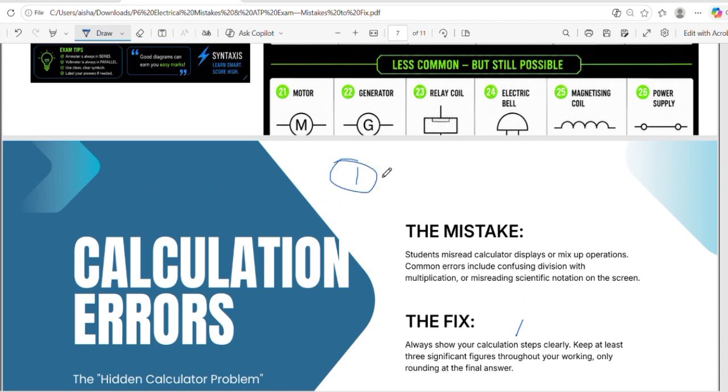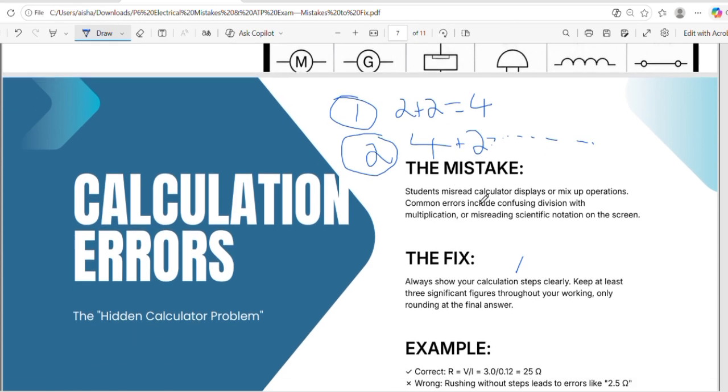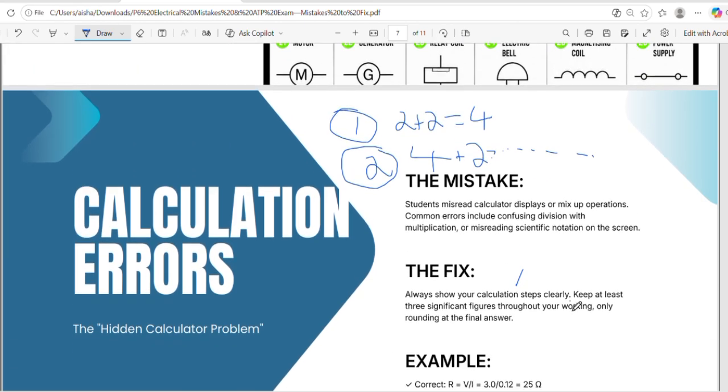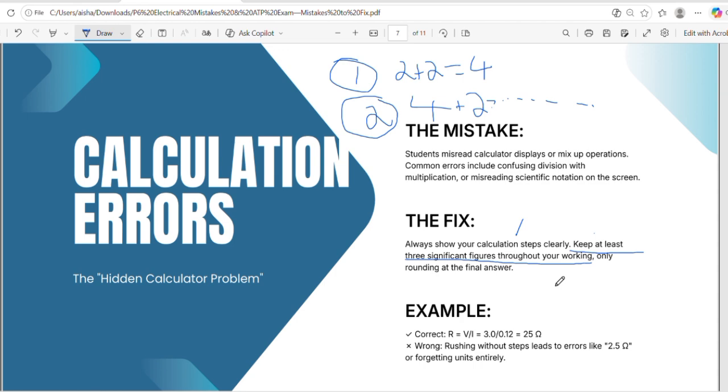Example, even if you have 2 plus 2, write it on your calculator and then write it on the paper, so that you're sure, so that you have a clear structure of what you're doing. Then if you have to add the 4 plus 2, then you keep moving. Write it on the paper. Keep at least 3 SF, significant figures, throughout your working. I would say don't round it at all, but if you want to, just do it to 3 SF. And then only round the final answer.